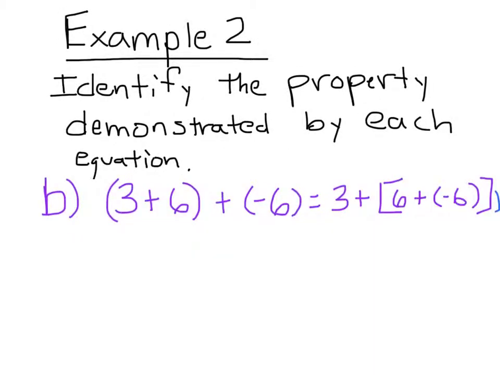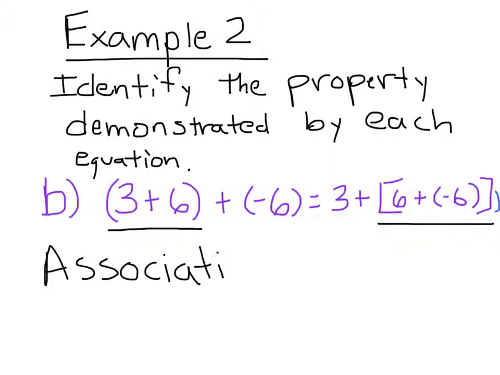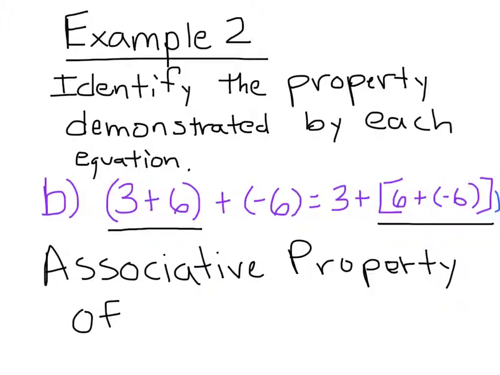Okay, and the next one, once again, we're identifying properties now. I notice that on the left side of the equation here, this 3 and 6 are grouped together. But now over here, I notice that both of these 6's are grouped together. Anytime we're changing the grouping of numbers, it's always the associative property. So this is actually going to end up being the associative property. Now we have to say of addition or multiplication because there's both choices, and we're adding here, so I'm going to say of addition.